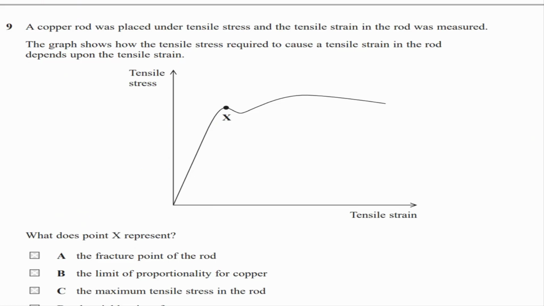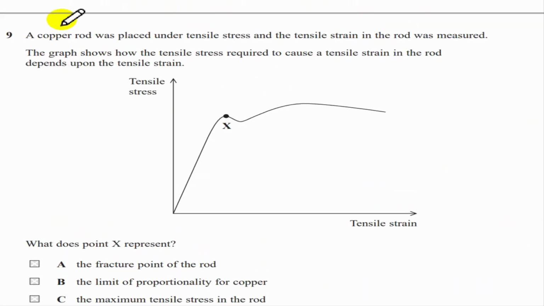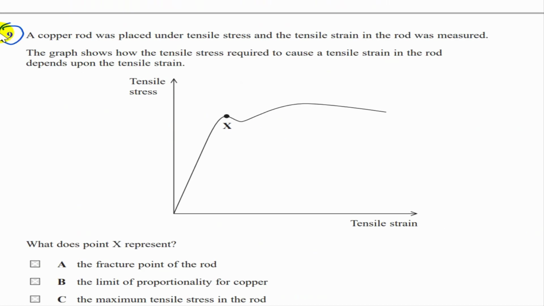Now question number 9. A copper rod was placed under tensile stress and the tensile strain in the rod was measured. The graph shows how the tensile stress required to cause a tensile strain in the rod depends upon the tensile strain. So this graph is tensile stress against tensile strain. What does the point X represent?